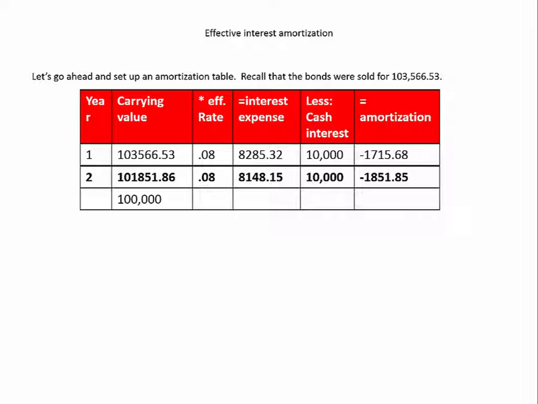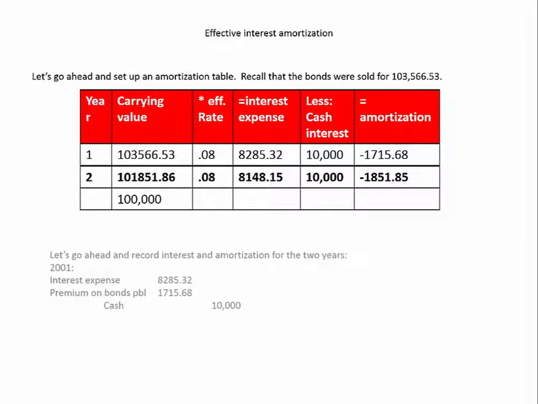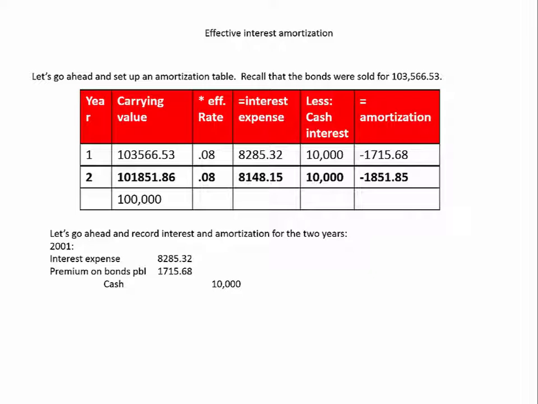When we go to record the interest in years 1 and 2, we simply pull the numbers straight off that table. So for year 1, interest expense, we pull that off the table for the first line. Premium, the amortization, we pull that straight off the table. And the cash payment, we pull that right off the table. When we get to year 2, we pull the data off the second line, or the year 2 line, in that amortization table.